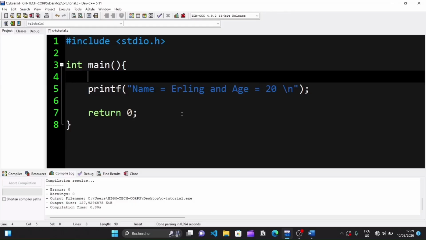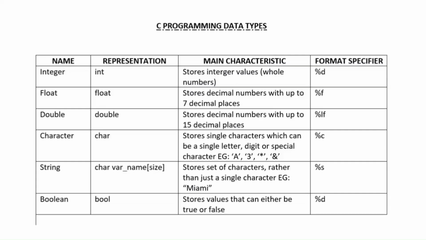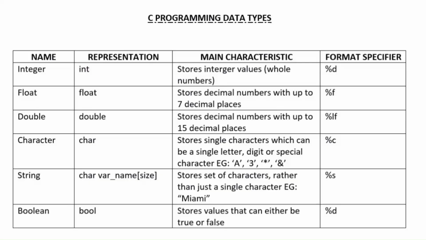Now I have a small summary of the different important variables that we have in C. These are not all the variables that exist, but they are the ones that are important, especially for beginners. Here we have a table that shows the different C data types. We have the name, the representation, main characteristic, and format specifier.